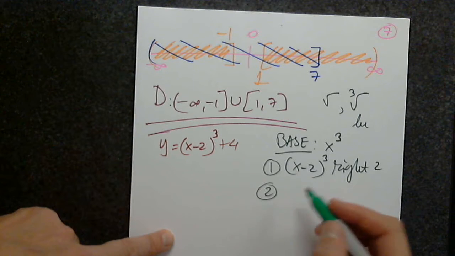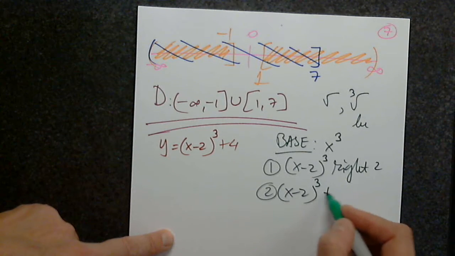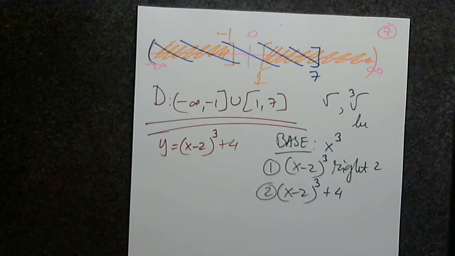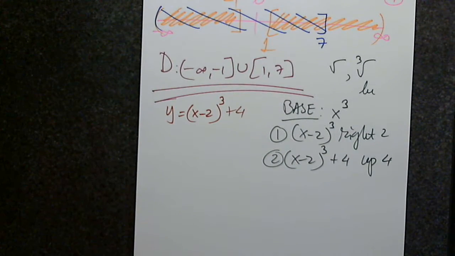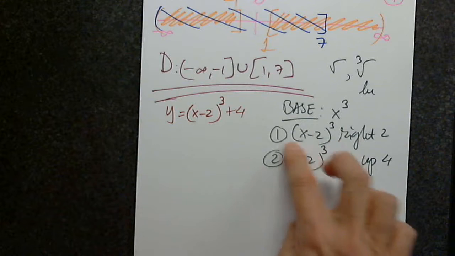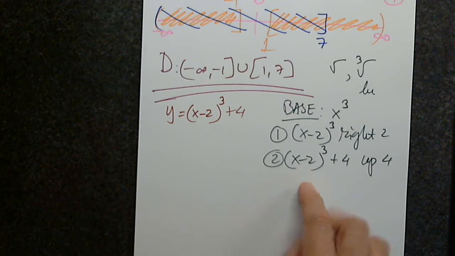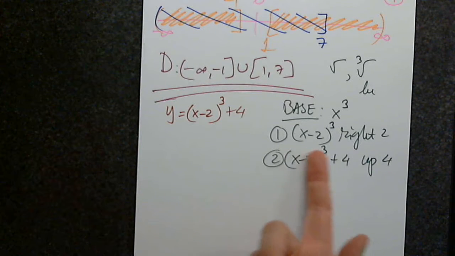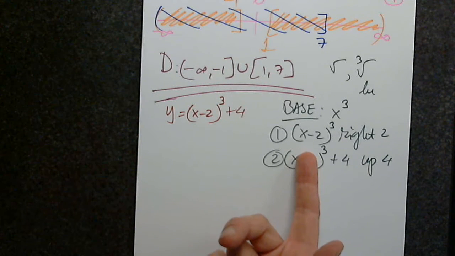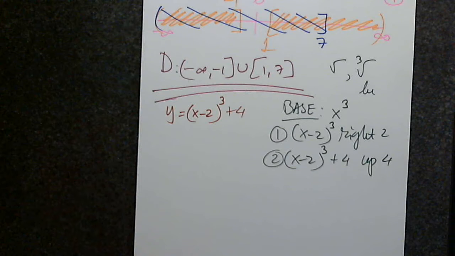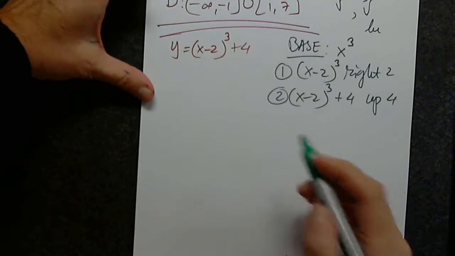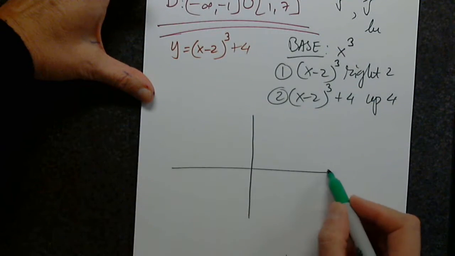Good. And now the final transformation is (x minus 2) cubed plus 4. Yes, this is indeed up 4, because I'm not changing x. It's the same quantity, (x minus 2) cubed. Now I'm changing y. The origin was at 0, 0, then it moved to 2, 0, and now it's up 4. Okay, so then let's graph x cubed.